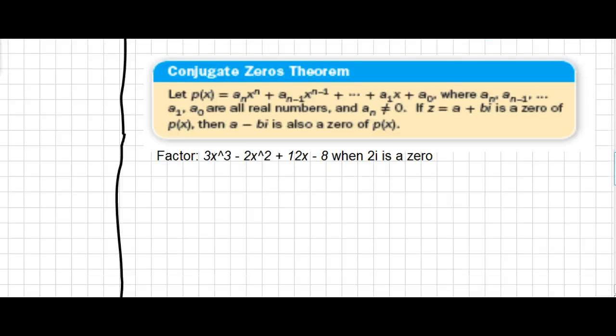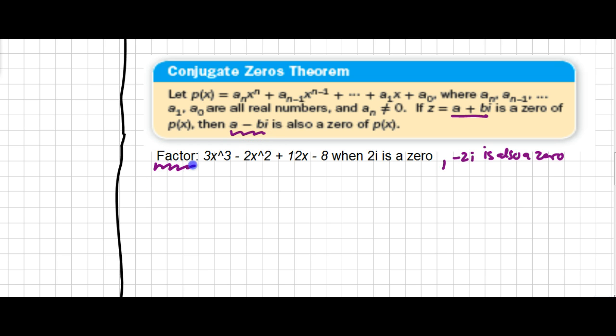The conjugate zeros theorem next is basically telling you that if you have a complex number that is a zero of the polynomial, then its conjugate is also a zero. So if we go back to the one that we were working on earlier, the 3x cubed minus 2x squared plus 12x minus 8 problem, when we knew that 2i was a zero, then we know that negative 2i is also a zero. So what that tells you is that complex zeros always come in pairs. The complex number itself is going to be a zero, and then its conjugate will also be a zero.